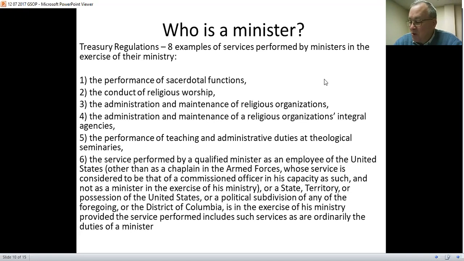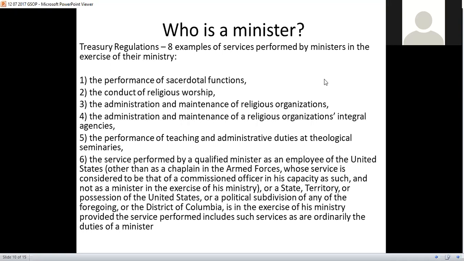Yes, sir. All right, the Treasury regulations in section 107, 1.107, and we'll see the citation on the next slide here, gives us 8 examples of services performed by ministers in the exercise of their ministry that would qualify them as a minister. The performance of sacerdotal functions. We talked earlier about what those sacerdotal functions are. Weddings, funerals, worship services, presiding at the Lord's table, preaching, teaching, those sorts of things. The conduct of religious worship. The administration and maintenance of religious organizations. The administration and maintenance of religious organizations' internal agencies.